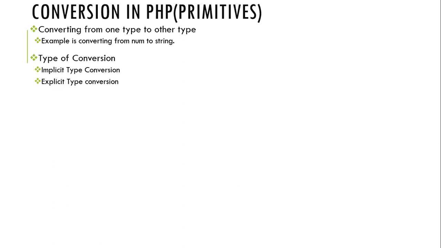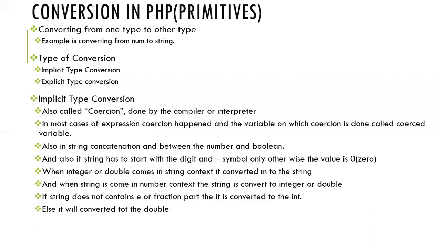Types of conversion: there are two types of conversion, implicit type conversion and explicit type conversion, right? Let's check out implicit type conversion, how implicit conversion takes place, where it takes place, and what we call it.